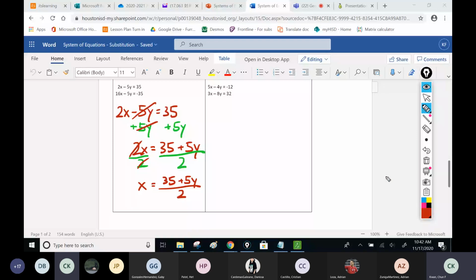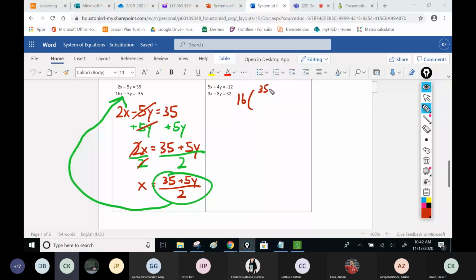The next part, I'm going to take whatever we just solved right here, put it into the other equation, and replace the x. So that means I'm going to get 16 times (35 plus 5y) divided by 2, minus 5y equals negative 35.